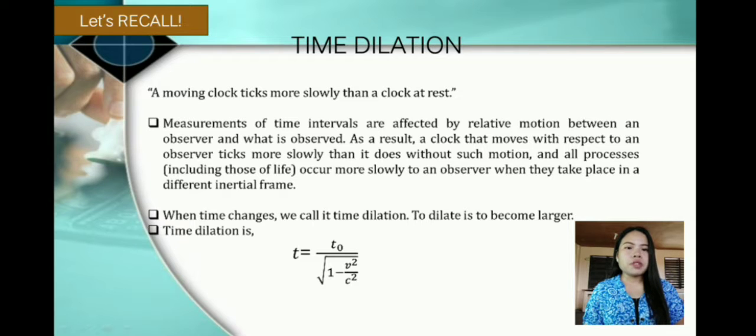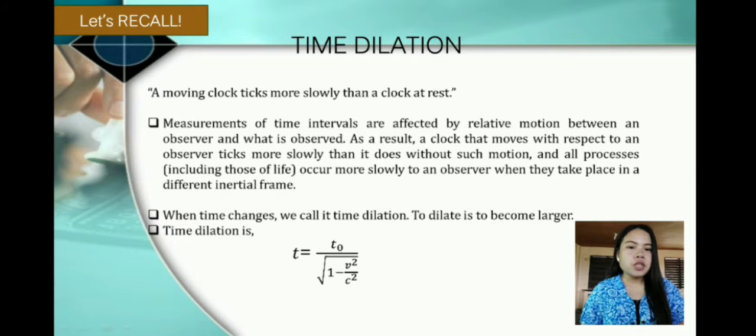Measurements of time intervals are affected by relative motion between an observer and what is being observed. As a result, a clock that moves with respect to an observer ticks more slowly than it does without such motion, and all processes, including those of life, occur more slowly to an observer when they take place in a different inertial frame. When time changes, we call it time dilation. So to dilate is to become larger.